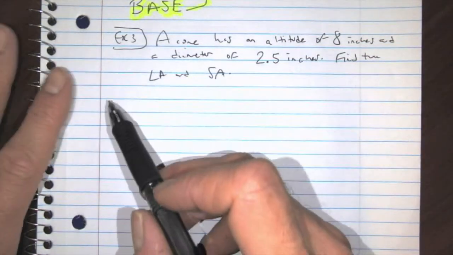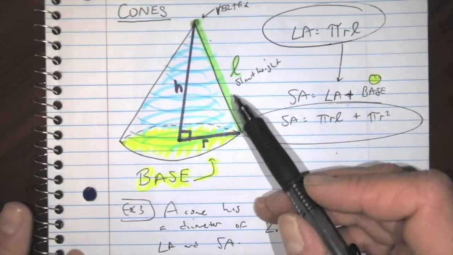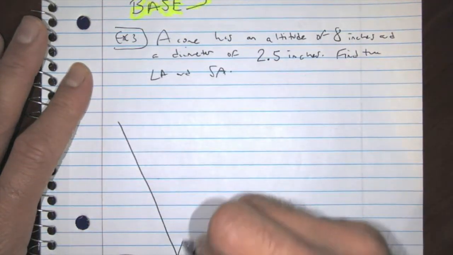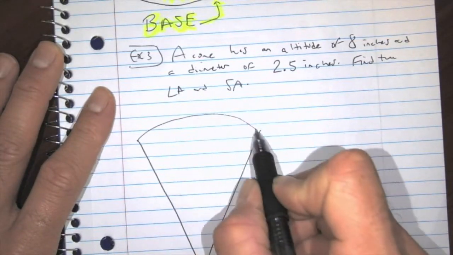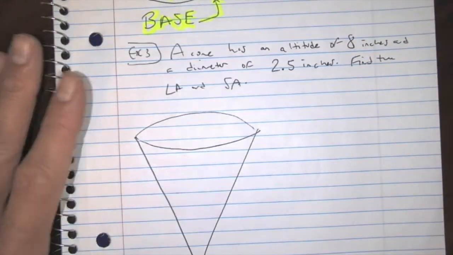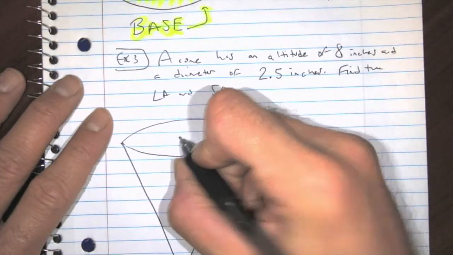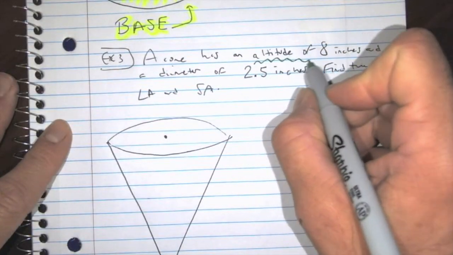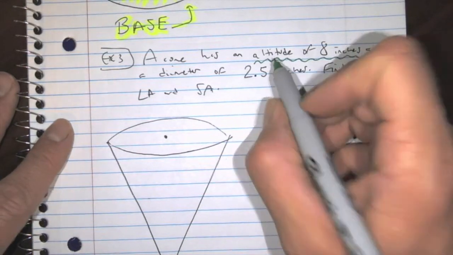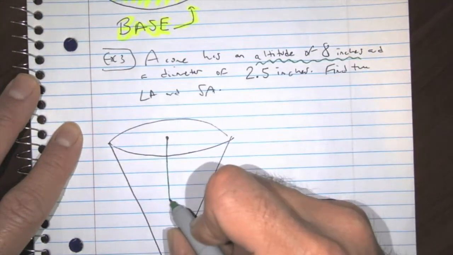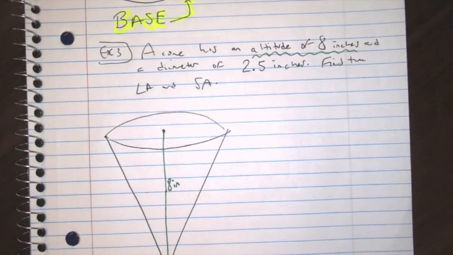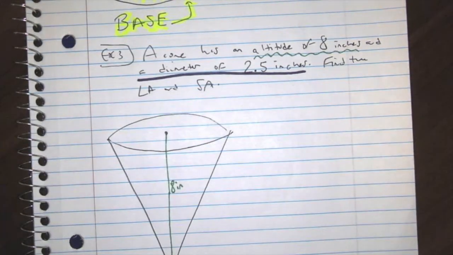And just to be different, we're going to draw a picture on this one, but let's draw an upside down cone. Let's put the point at the very bottom. Let's do this, folks. Okay. Center. An altitude of 8 inches. That's the same thing as a height. Altitude, height, same thing. So a height of 8 inches. Cool. What else do they give us? They give us a diameter of 2.5 inches.